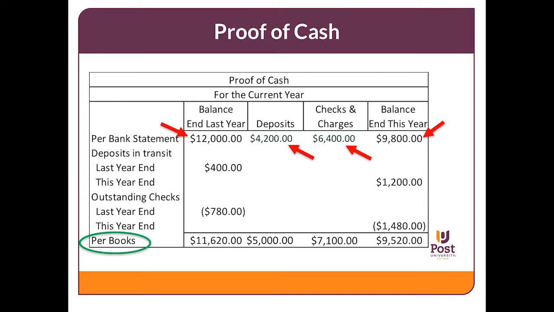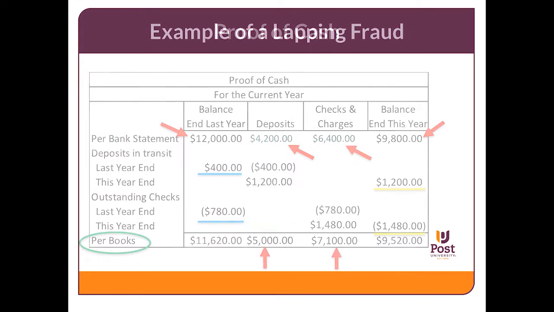9,520. We obtain the totals for outstanding checks and deposits in transit from last year's bank reconciliation and the current year's bank reconciliation. We then add up all the columns as shown, and if everything has been recorded properly, we should be in balance. We have tied in the bank records to the client records for the entire year.